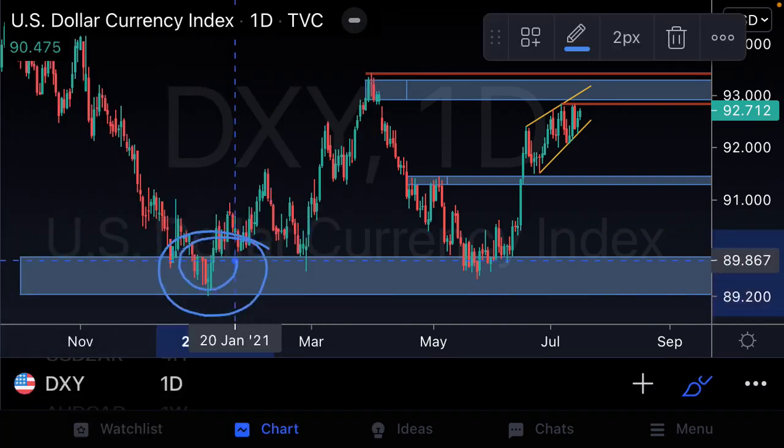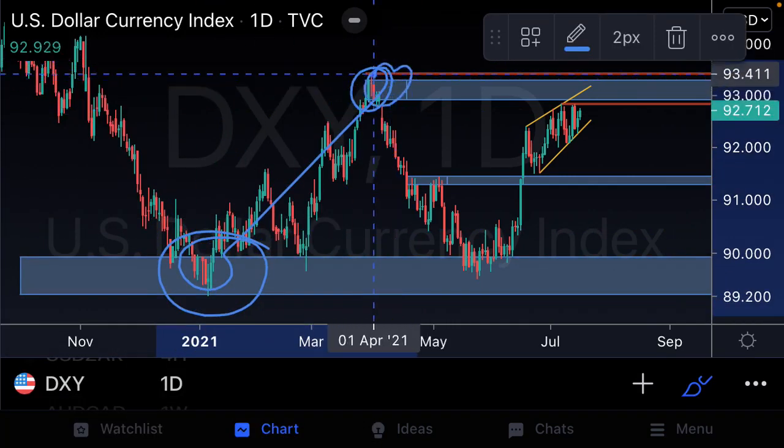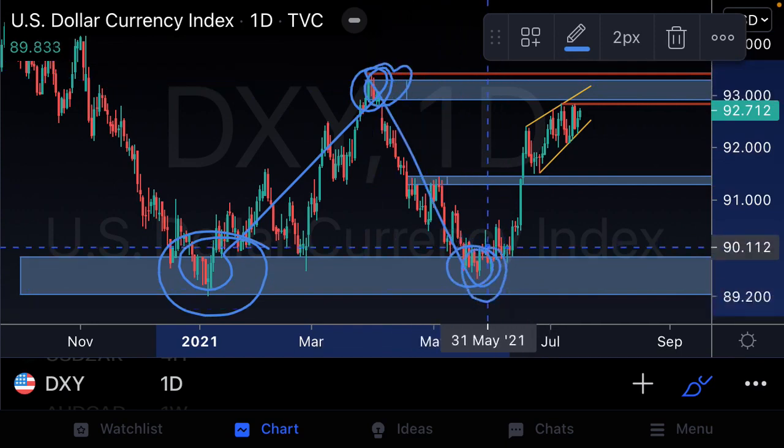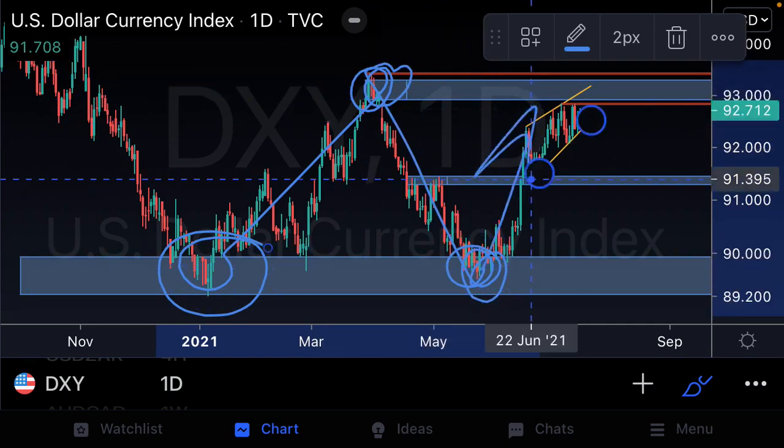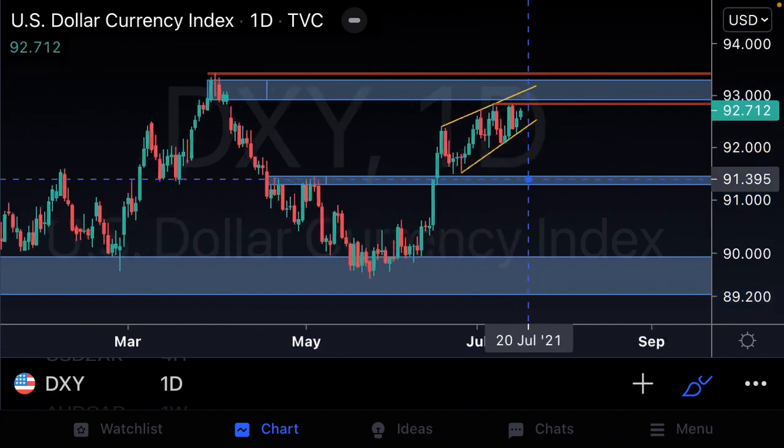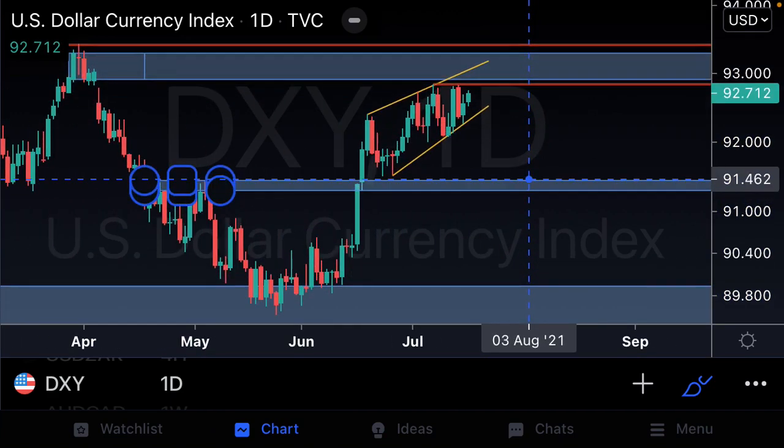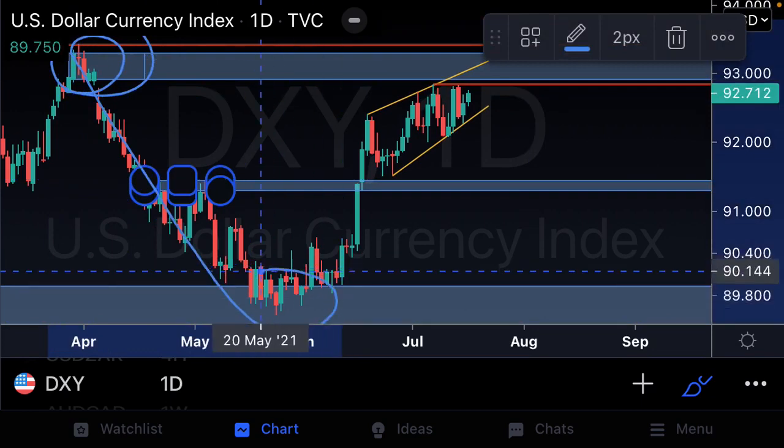But what we can see guys here on the daily is a market that has created some higher time frame support over here, came up, gave us some higher time frame resistance, came back down, respected this higher time frame support structure, giving us a higher low, and then sending prices to the upside.